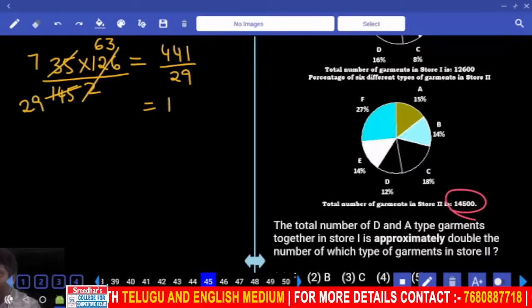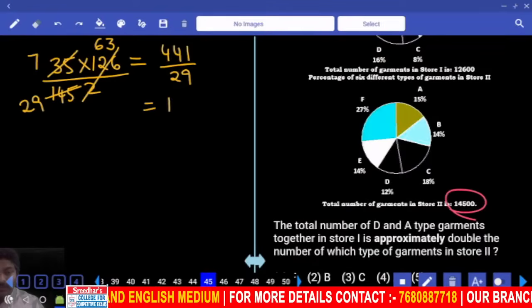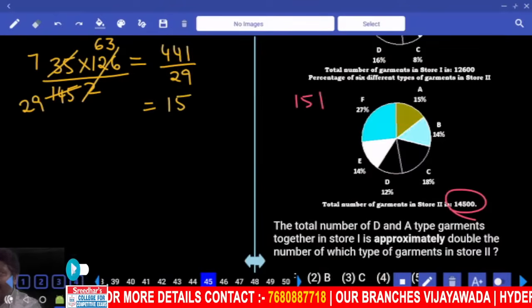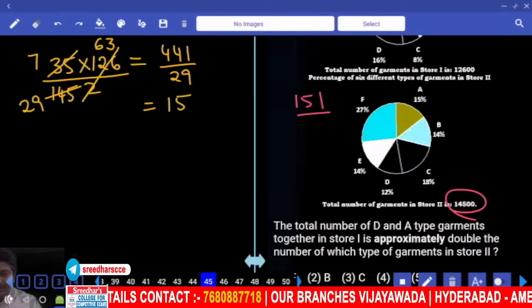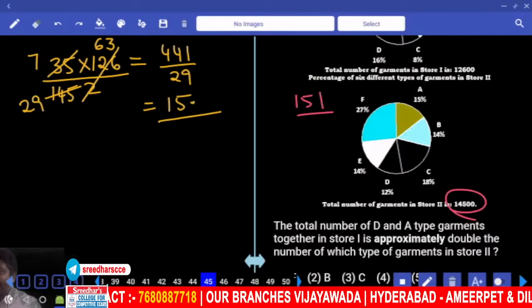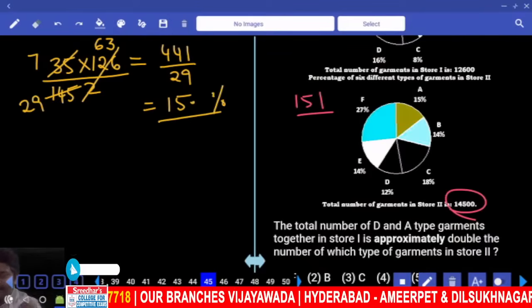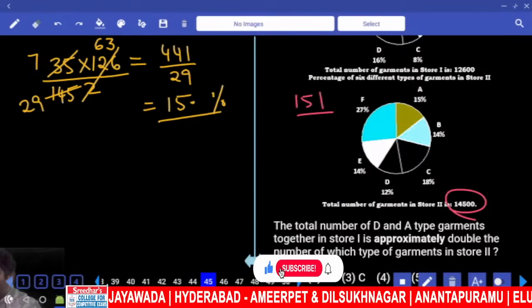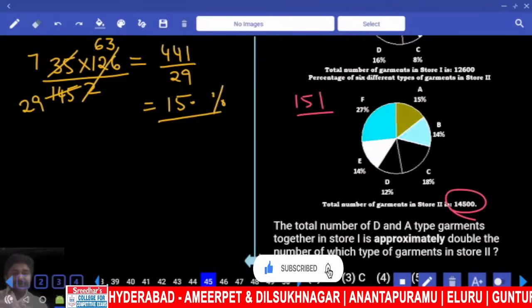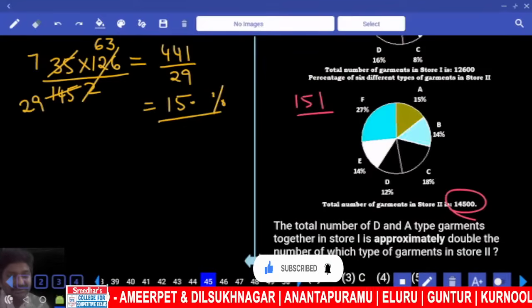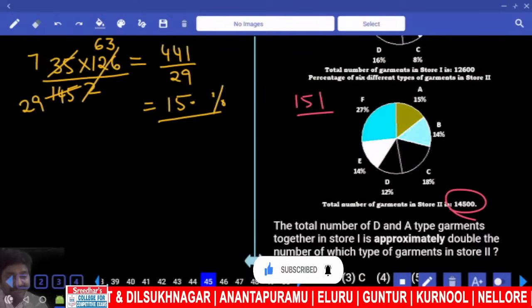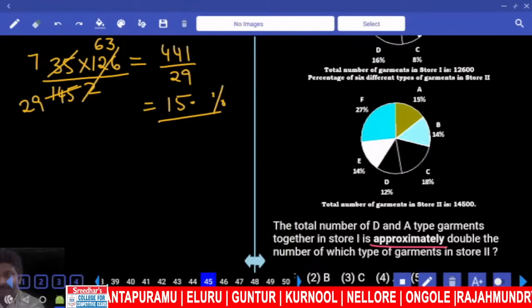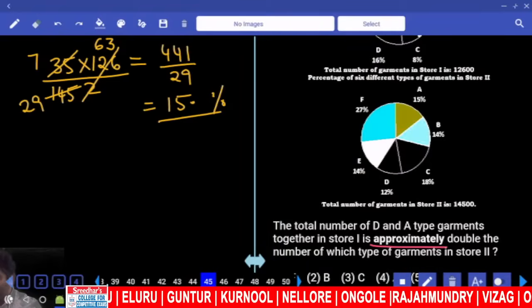29 ones 29. How much is left? 151. What is 5 times of 29? 145. Close to 151. So 15 point something percentage. Correct. With respect to store 2, the same number in terms of percentage is close to 15%. Go to store 2 and which value is having 15%? A. Anyway, they said approximate. 15 point something, I am taking it as 15.